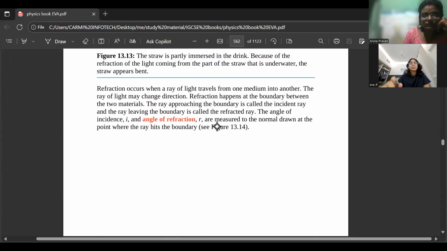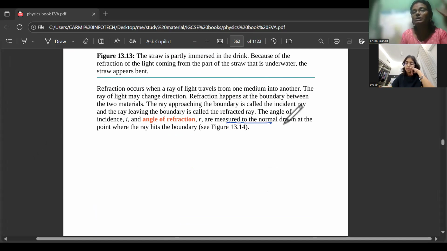Refraction occurs when a ray of light travels from one medium to another. The ray of light may change direction. Refraction happens at the boundary between the two materials. The ray approaching the boundary is called the incident ray, and the ray leaving the boundary is called the refracted ray. The angle of incidence I and the angle of refraction R are measured to the normal. Measured to the normal means with reference to the normal, how much angle it is making with the normal, drawn at the point where the ray hits the boundary.